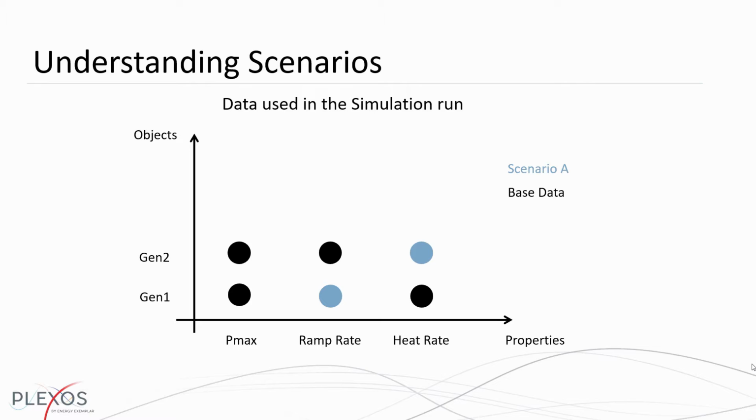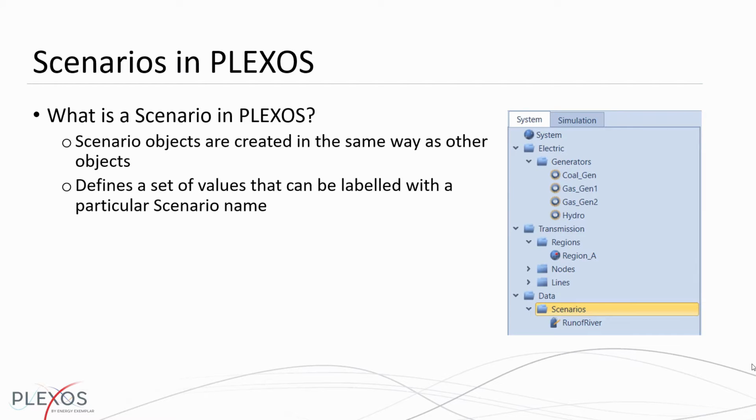The values for the base setup and scenario A are stored in the input database, and the user can determine which values to use at runtime. What is a scenario in PLEXOS? Scenarios are a class in PLEXOS, so the user can create a scenario object in the same way as other objects are created. Scenarios define a set of values that can be labeled with a particular scenario name.